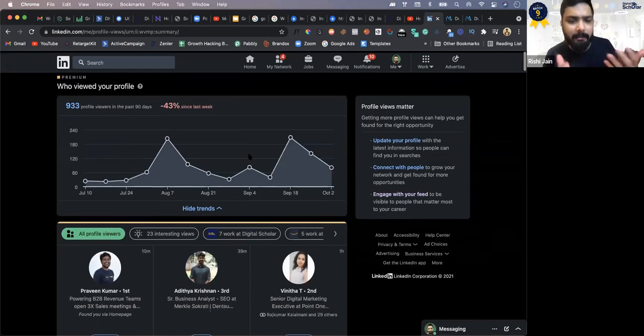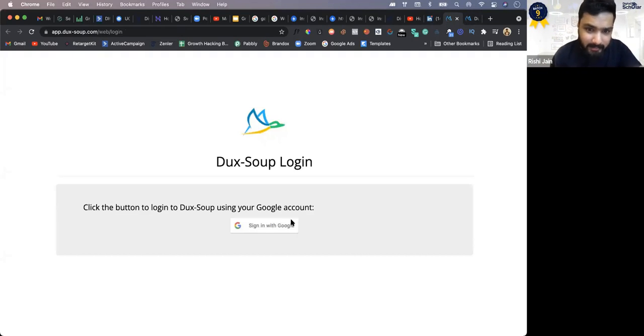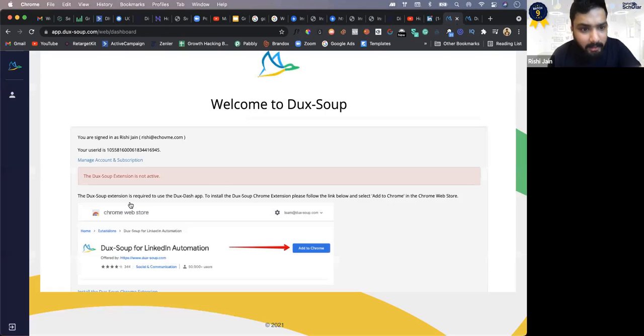And I can also narrow it down to digital marketers, people who are from Chennai, people from a certain age group. I can always niche it down to my audiences. I hope you guys got the idea. The essence of it I've told you. I have to activate this, so probably, yeah, the extension is not active.